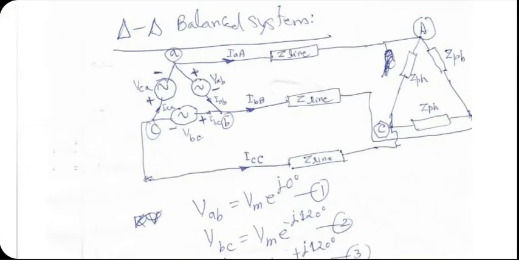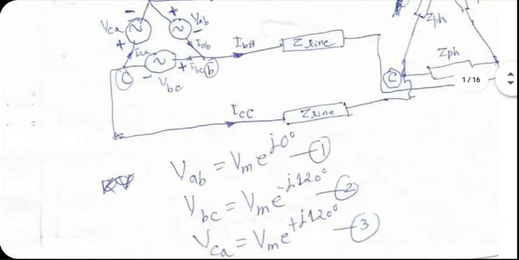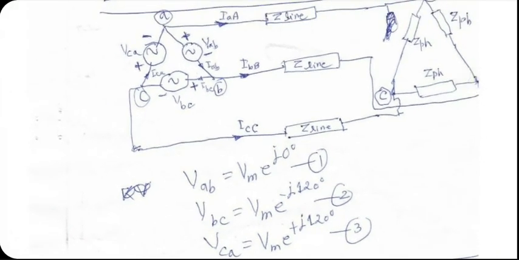The three generators, the three phases, in other words, will have the voltages well known to us, assuming positive phase sequence. But the way they are connected makes a lot of difference. It is not Y connection anymore. It is delta connection. What will happen?